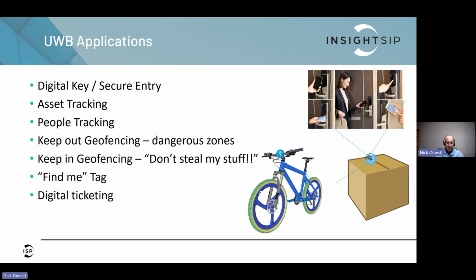You could put a security tag on something, so if your suitcase or your bike starts moving when it shouldn't, an alert goes off to say it's moving out of distance. You can have find-me tags, where you use the phone to point around. Digital ticketing is another application. I read recently that there's a project on the Shenzhen Metro to use UWB for automatic ticketing. You just walk in, it detects that you're there and tickets you accordingly, apparently.